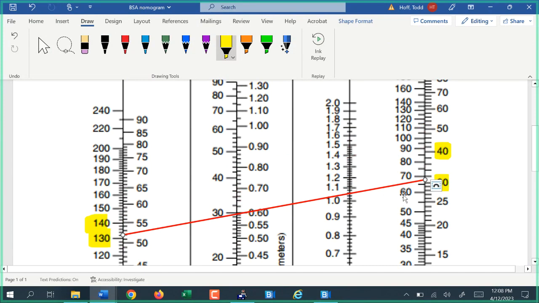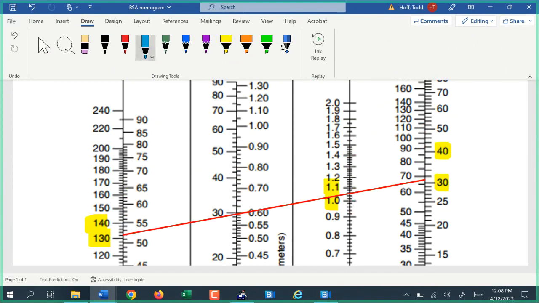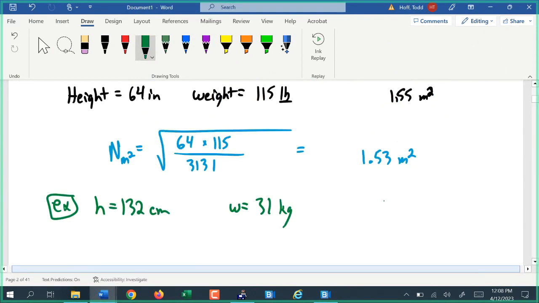So again, we have to read the scale on the body surface area here. This is 1 and it's 1.1. So that's 1/10 of a square meter. Between there, we have 5 gaps. So 1/10 divided by 5 is 0.02 or 2/100. So this would be 1, 1.02, 1.04, 1.06 appears to be the approximate body surface area there. The 1.06 meters squared is what my result would be.